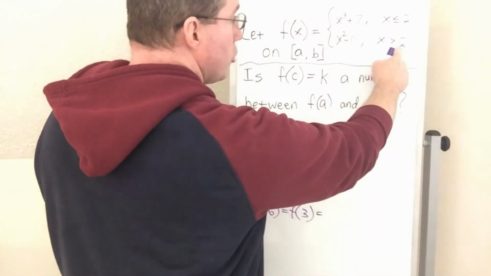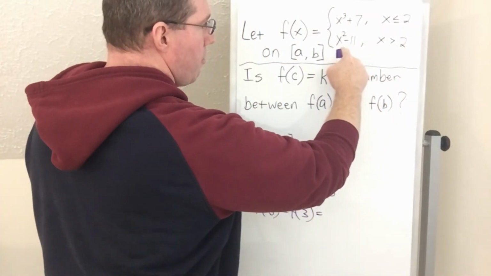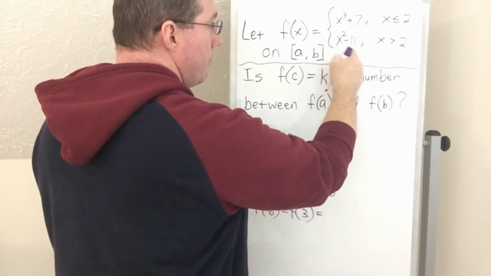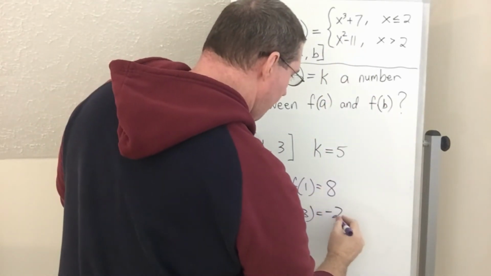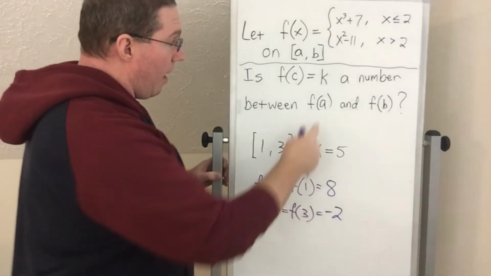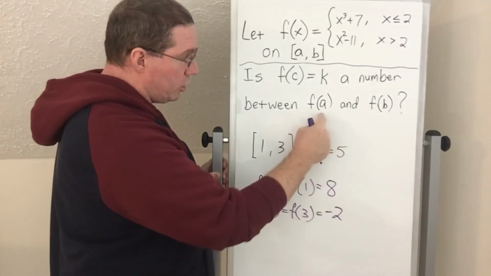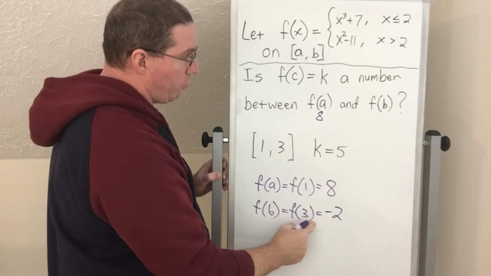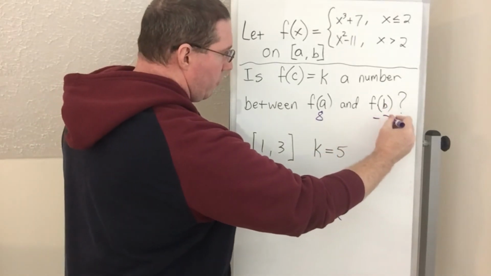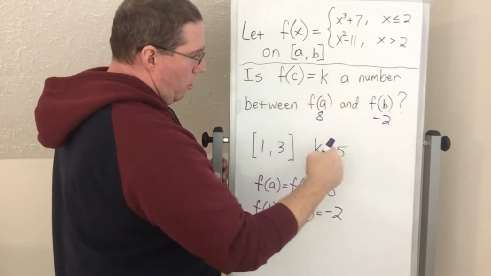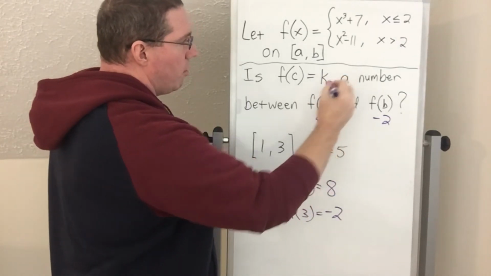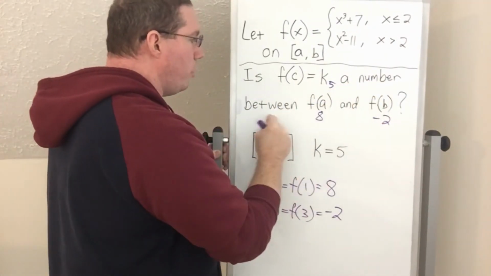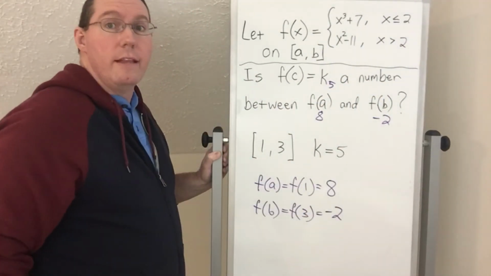Now 3 is larger than 2, and so we've got to plug it into this piece. Well, 3 squared, 3 times 3 is 9. 9 minus 11 is negative 2. Okay? And so we have f of a, which is f of 1, which is 8. And we have f of b, which is f of 3, which is negative 2. And k was given to us, that's 5. And so what this is asking is, is 5 a number between 8 and negative 2? And the answer is yes.